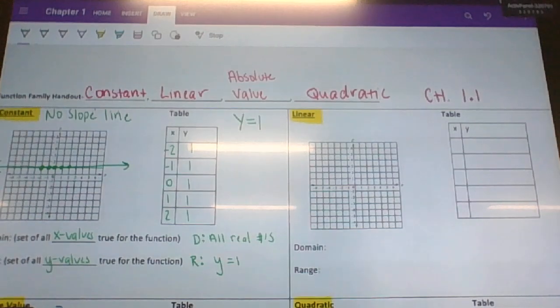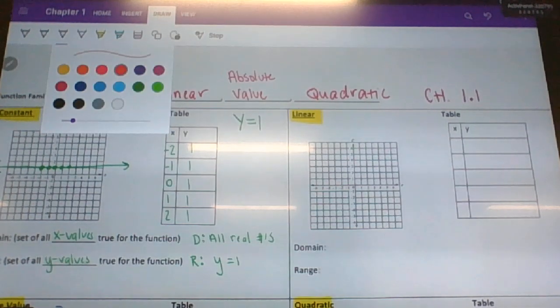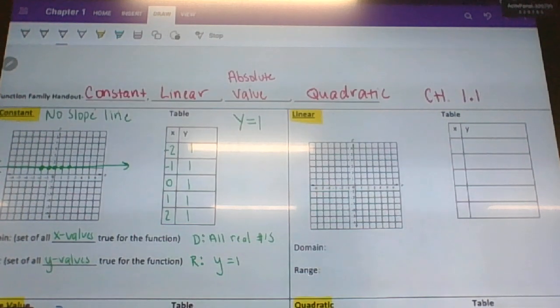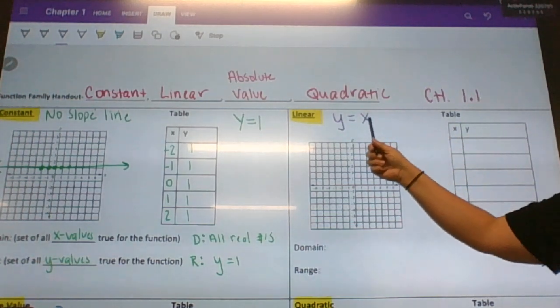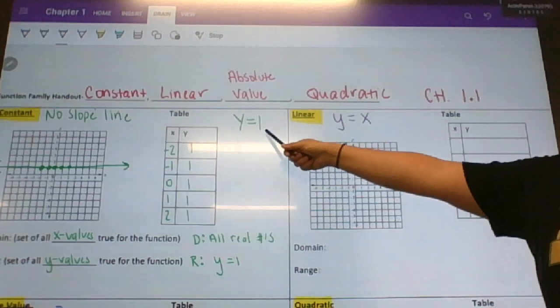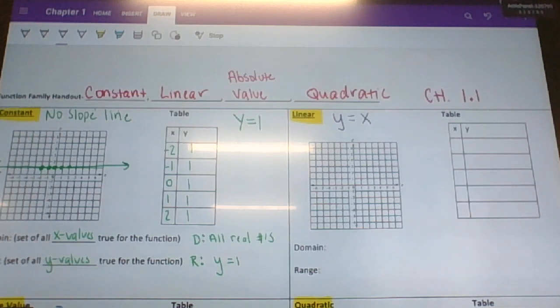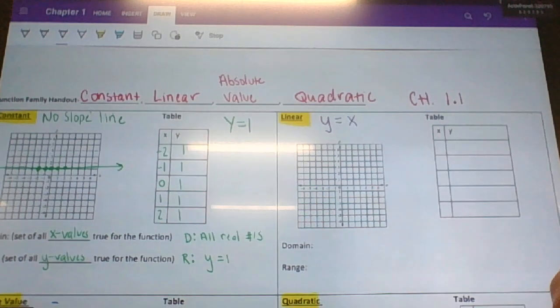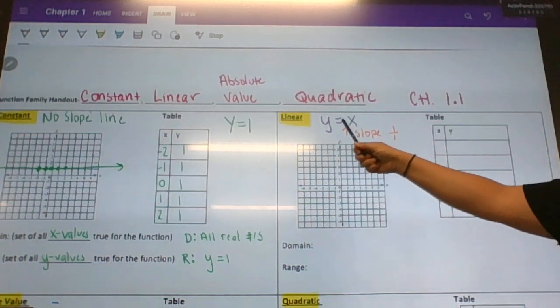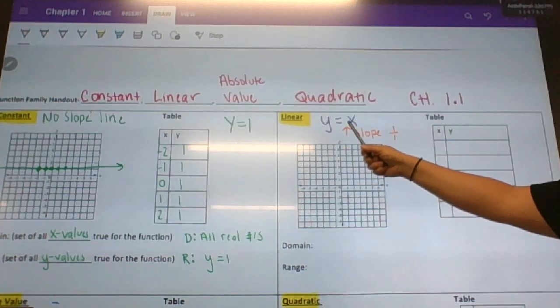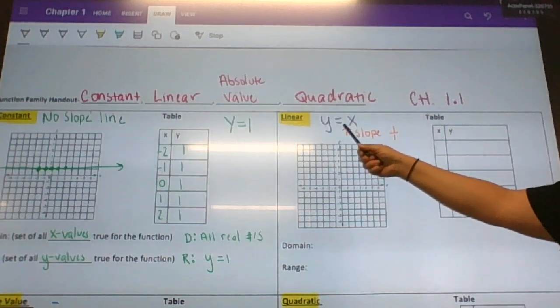Linear. Let's get a dark purple here. So this equation is y equals x. Putting an x here is drastically different than putting a number. Y equals x. I'm going to go ahead and give you guys this info. So the slope is an invisible 1. There's like an invisible 1 over here, making the rise over 1. Up 1, over 1. Up 1, over 1. Do you remember that?